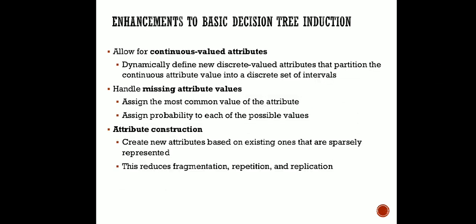Now these are the enhancements to the basic decision tree. We have allowed it for continuous attributes. If we have to map a continuous attribute, we have to find a midpoint, and we can proceed in the same manner as the decision tree. Next, handling missing attribute values. In the training data set, we may have a data item for which we have not got any value.